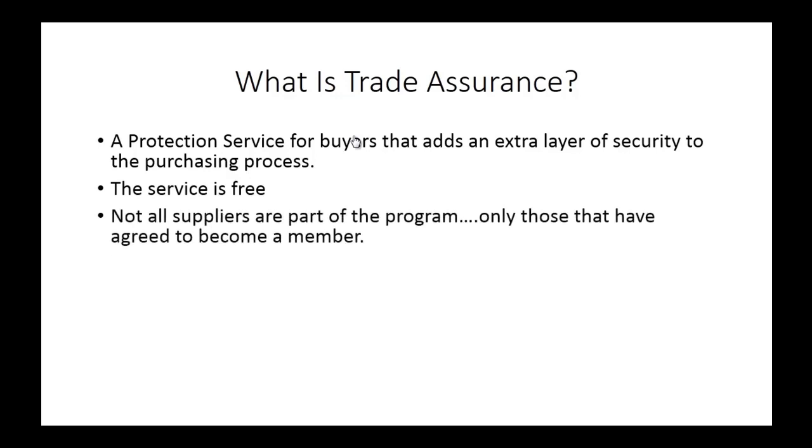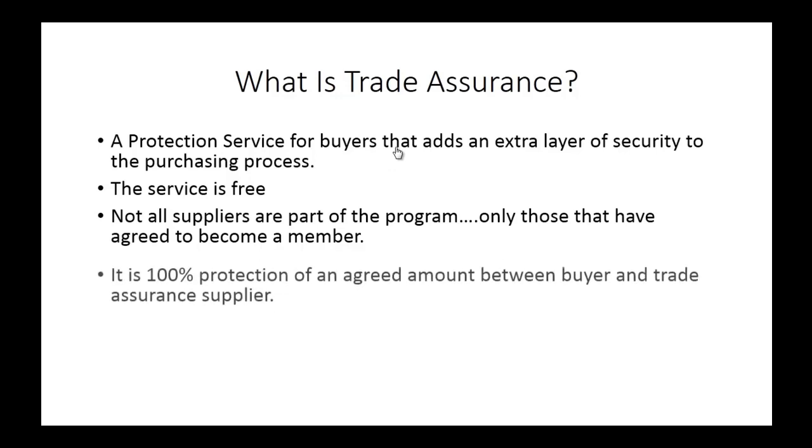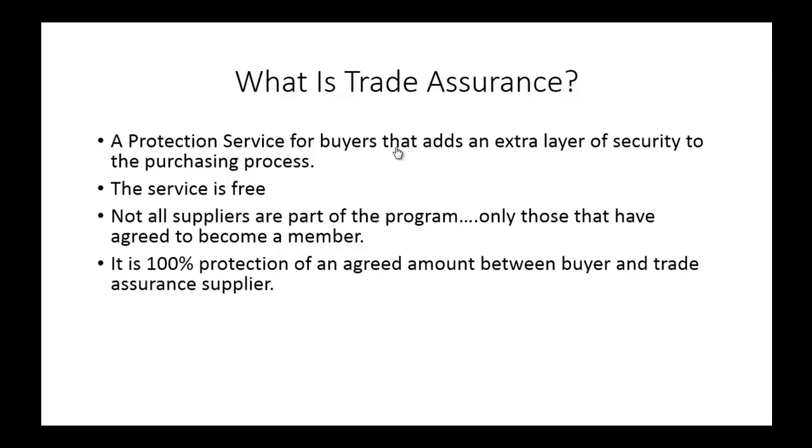Now, the good thing is that not all suppliers are going to be part of the program. So you will be able to find good suppliers by simply sorting out and looking for those that are part of the Trade Assurance program. And you'll find out why as we begin to talk about this special program. What it offers is 100% protection of an agreed amount between the buyer and the Trade Assurance supplier. And so you will then be protected for a specific amount decided up front.